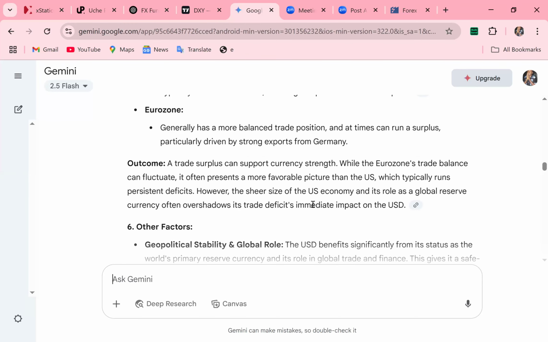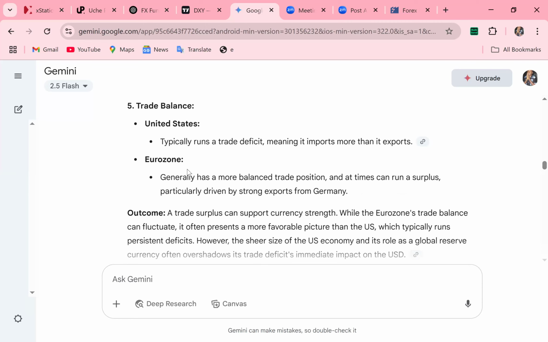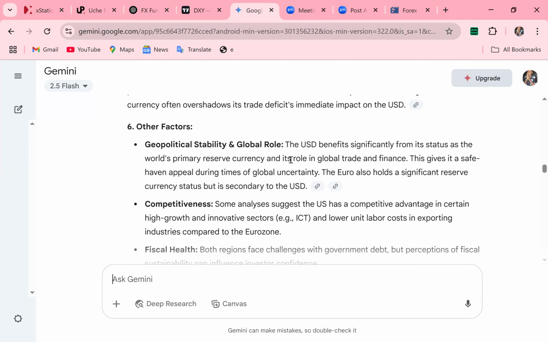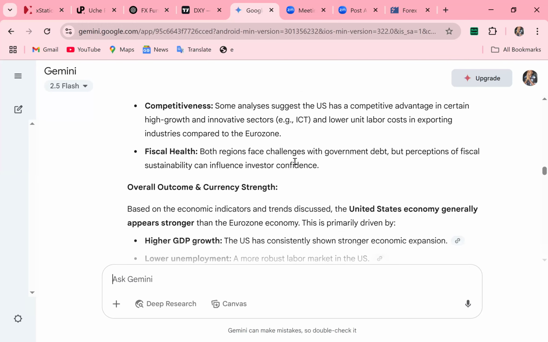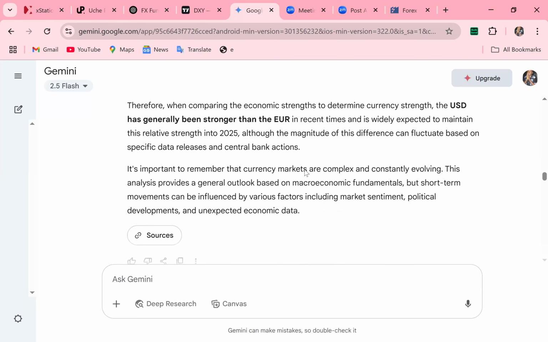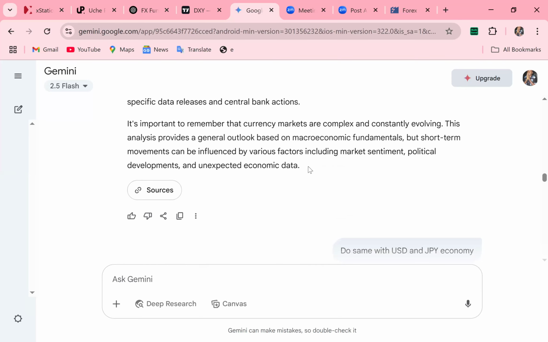And now we talk about the trade balance, which typically runs a deficit in the US. The Eurozone generally has a more balanced trade position at the time, and at times can run a surplus. There's no particular figure given in comparison on this one, but this is for the sake of knowledge.